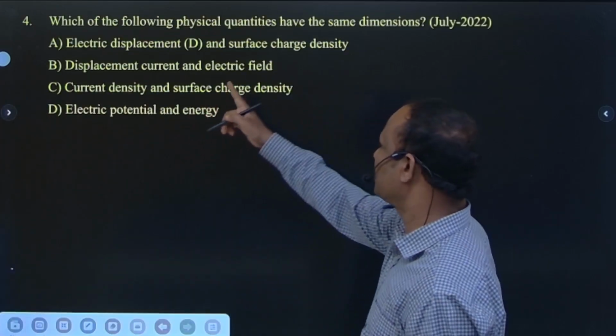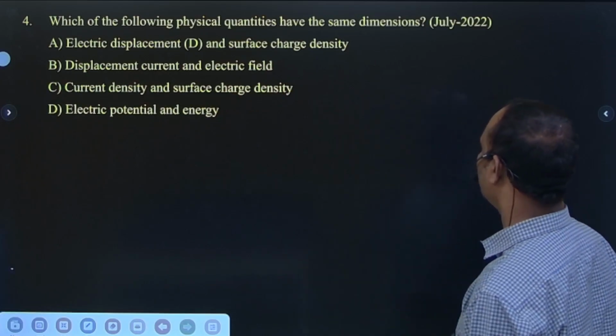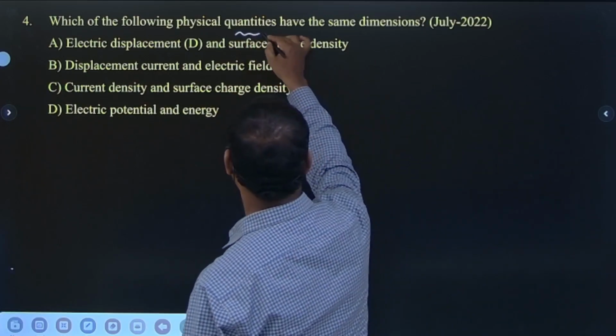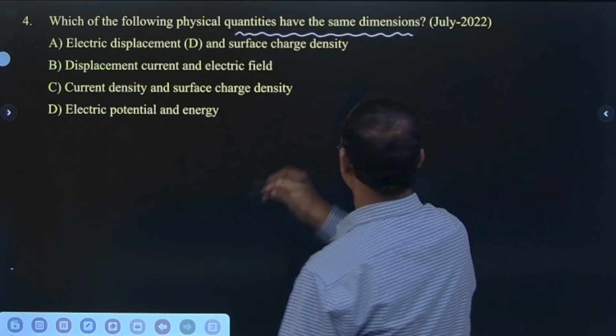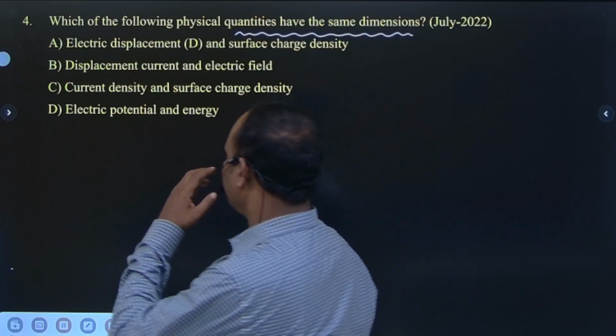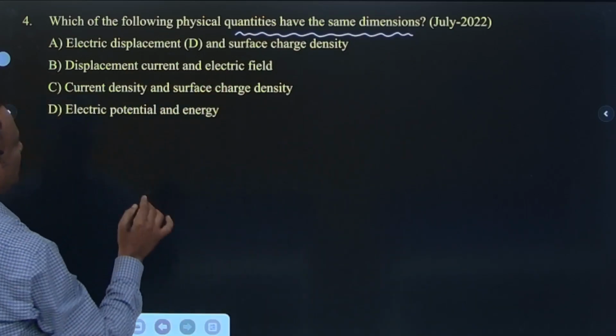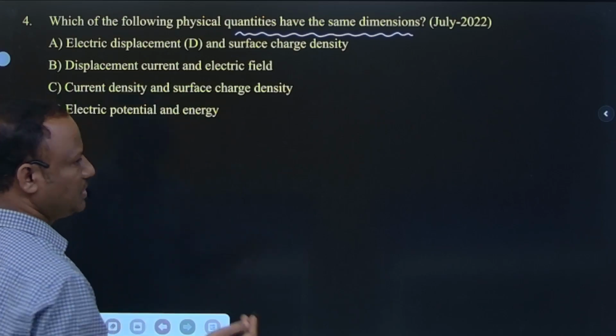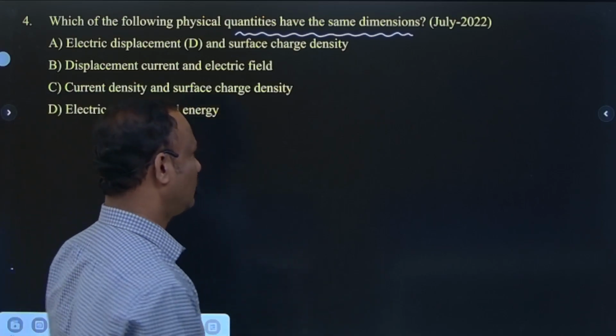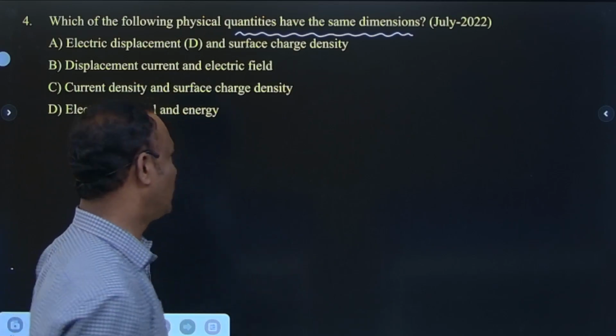Here is the question. Which of the following physical quantities have the same dimensions? Same dimension means same dimensional formula. Electric displacement and surface charge density. So first I am checking one by one. Whichever is not correct will be the answer. There are two ways, anyway we can solve this.